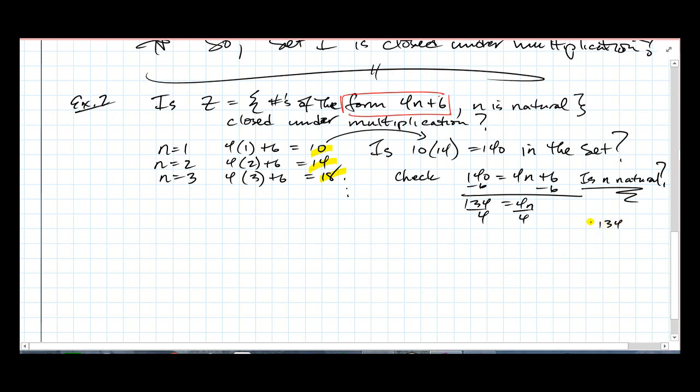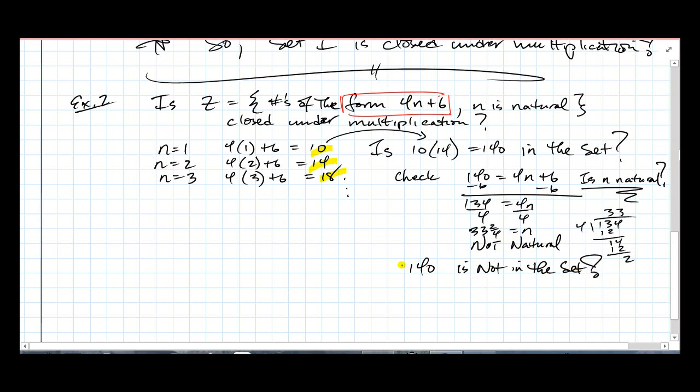Well, take 134 divided by 4. 4 divides into 13 three times, remainder 1. And then 4 into 14, 3 times, remainder 2. So it's not natural. This is 33 and 2/4. So the result is 33 and 2/4. That's not natural. What that tells me is that 140 is not in the set. 140 is not in the set. So this is your counterexample.